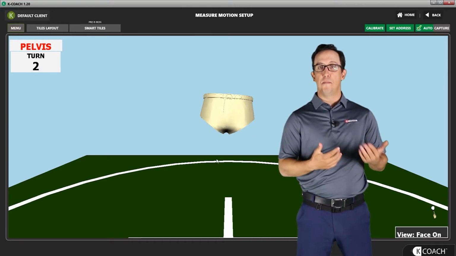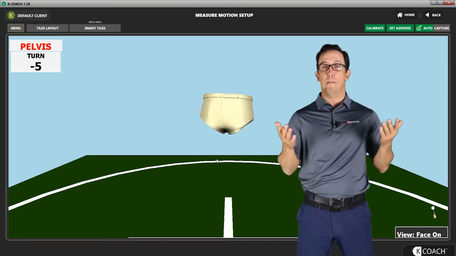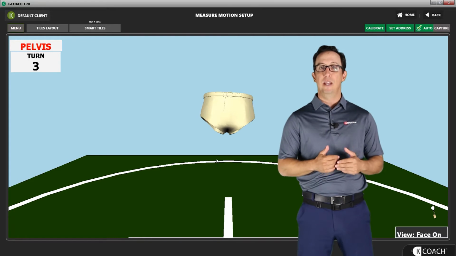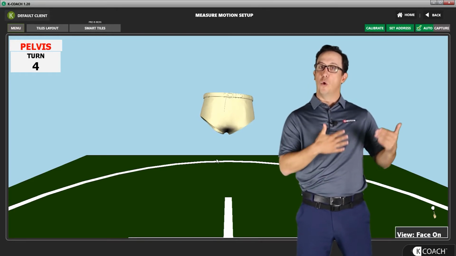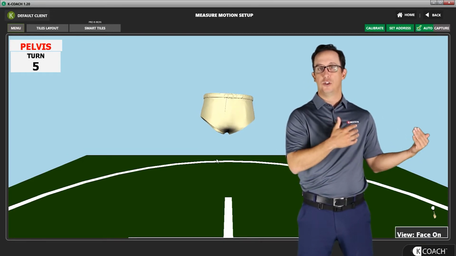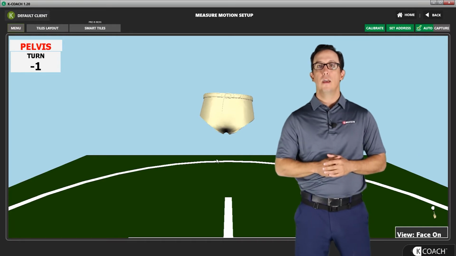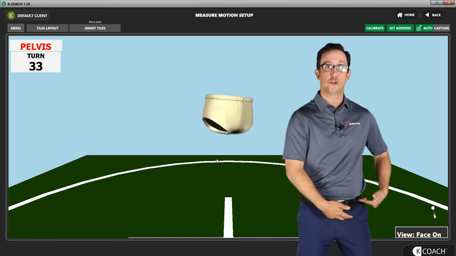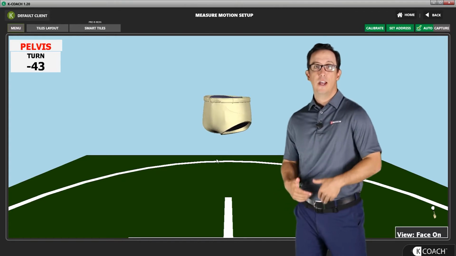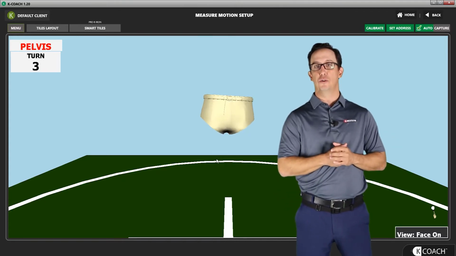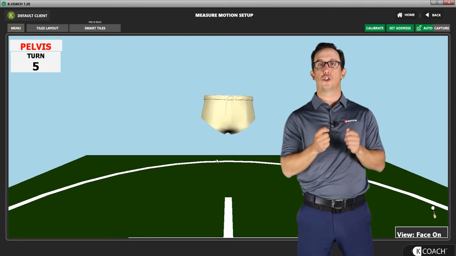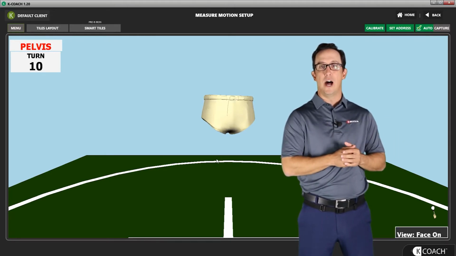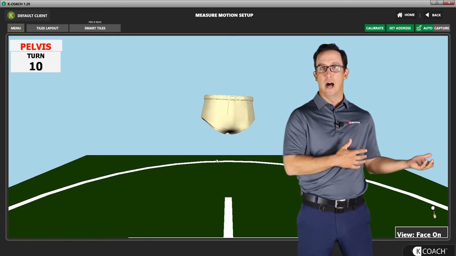At address, we'll typically want to see the pelvis rotation about 0. That means that it is square to our intended calibrated target line. If the pelvis gets too open or too positive, or too closed, too negative, it could lead to alignment issues and issues controlling the start direction of the shot and the outcome of the overall shot.